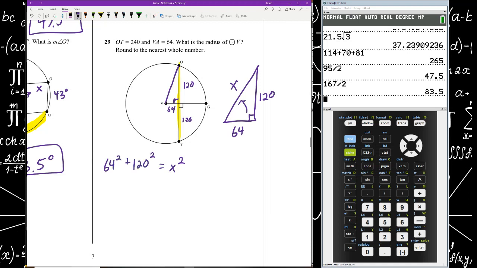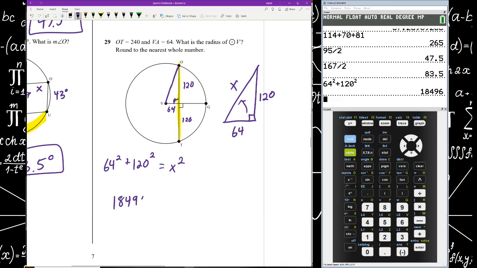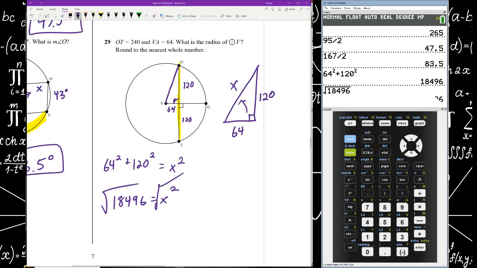So, I'm going to type that in the calculator. 64 squared plus 120 squared gives me 18,496 equals X squared. But I don't want that. I want to square root it, the square root of 18,496, and that gives us a total of 136 equals X. So there's your final answer.